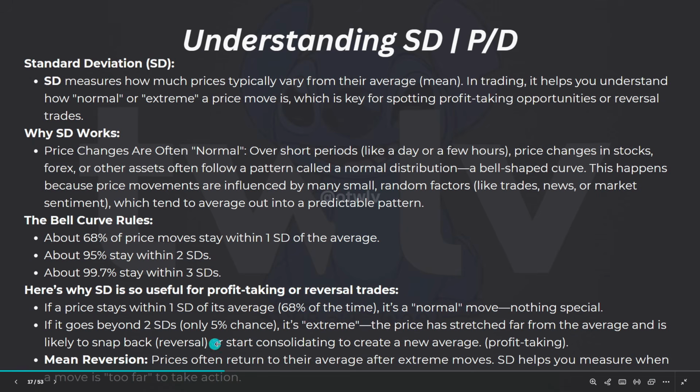Mean reversion: price often returns to its average after extreme moves. Standard deviation helps measure if a move is too far to take action. That's literally what I was just explaining: after we slingshot up or expand, price is either going to get a V-shaped recovery back, which would be a fake out or manipulation, what have you, or price can go up there and then consolidate, creating a new average like I just said.